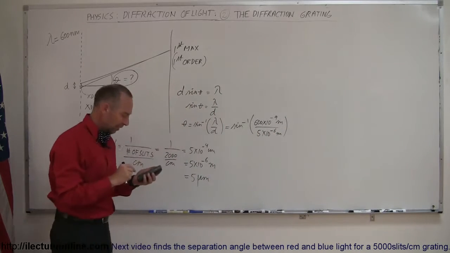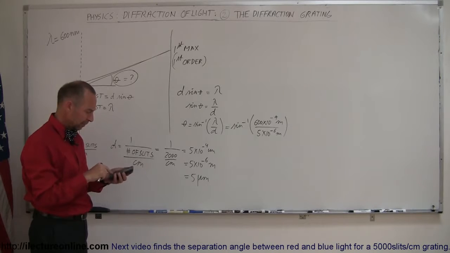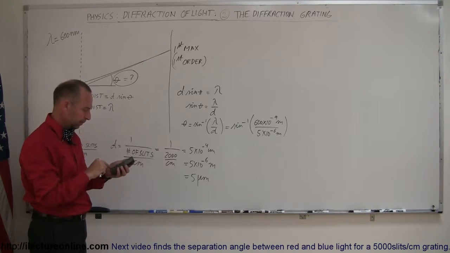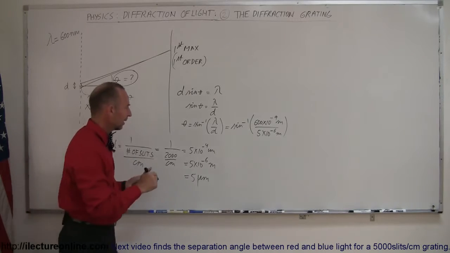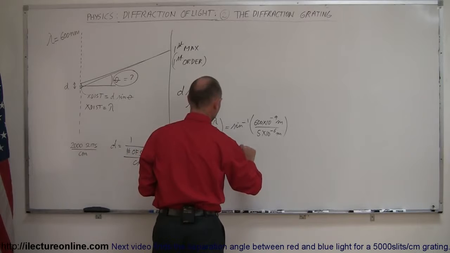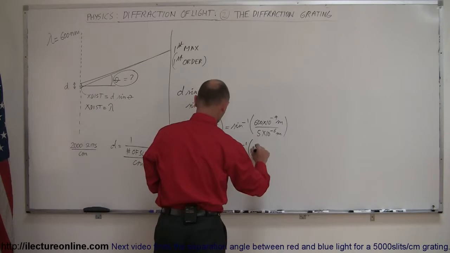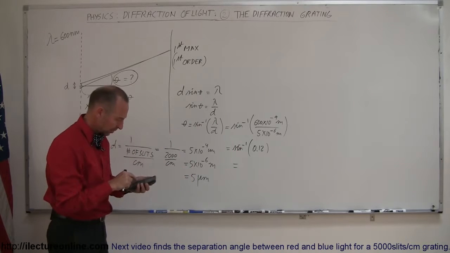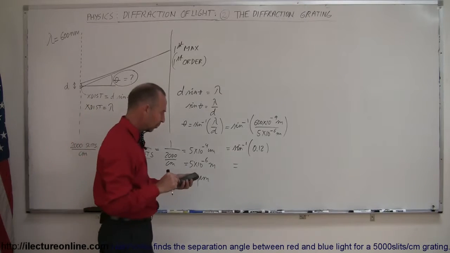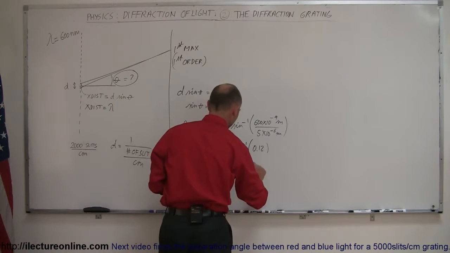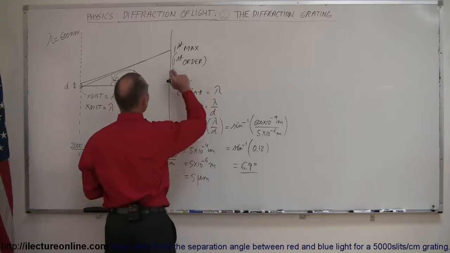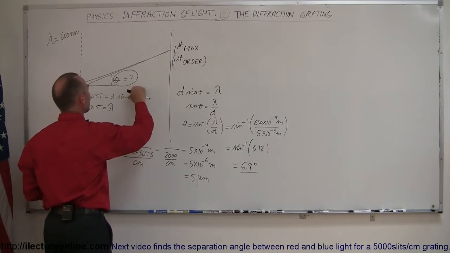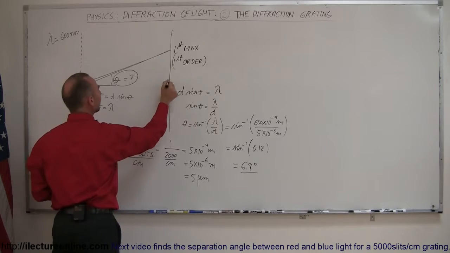If we take the one divided by the other, we have 600 e to the minus 9 divided by 5 e to the minus 6, and that gives us the arc sine of 0.12. If we take the arc sine of that, that gives us 6.9 degrees. So the first maximum is found at an angle of 6.9 degrees away from looking at the central max.